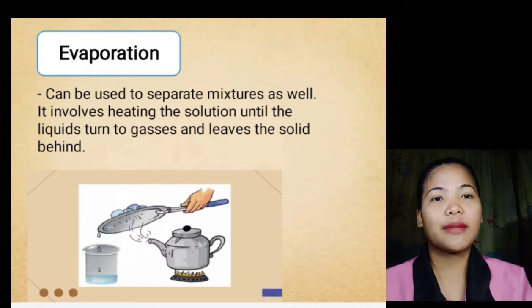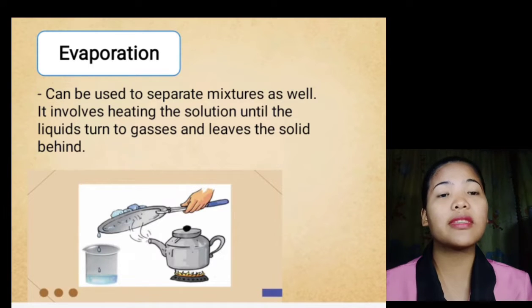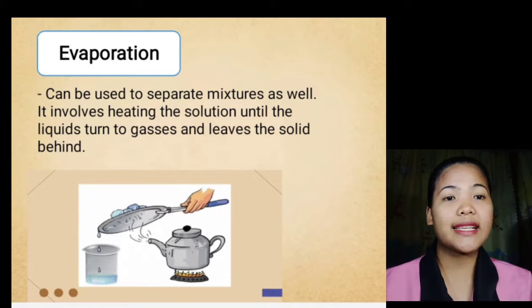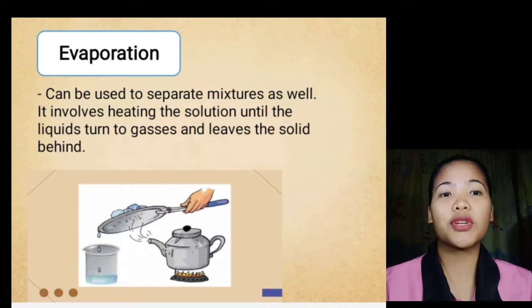Evaporation can be used to separate mixtures as well. It involves heating the solution until the liquid turns to gas and leaves the solid behind. For example, boiling a solution of water and salt until all that is left are the salt crystals.